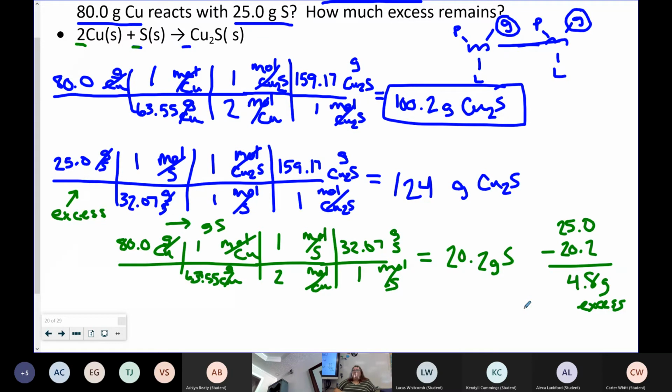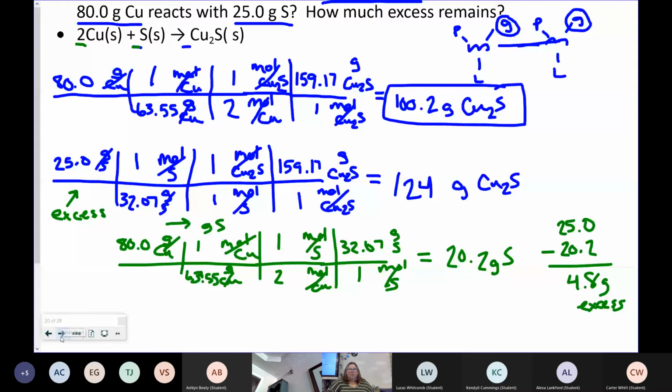There are other problems if you need to go and try these. Like I said, it's the exact same stoichiometry that we've been doing, but you're solving for both reactants and you're looking for the smallest amount of product. Okay. So let's flip over to percent yield.